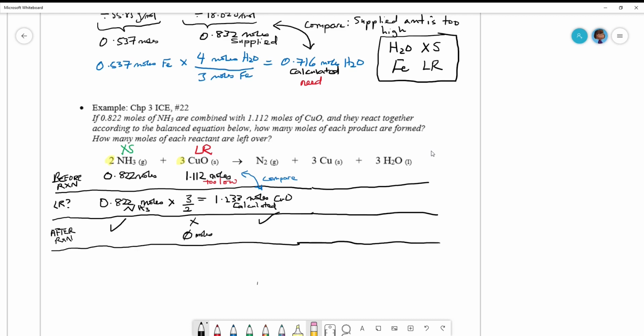So there should be some nitrogen, check, some copper, check, and some water, check. Well, now that we know what's going to be there after reaction, let's calculate how much of each of these checked substances are going to be present after reaction. And how do we do that? We do that using the limiting reactant quantity. In other words, it is this quantity here, this 1.112 moles of copper oxide, that is now going to be used to calculate everything else.